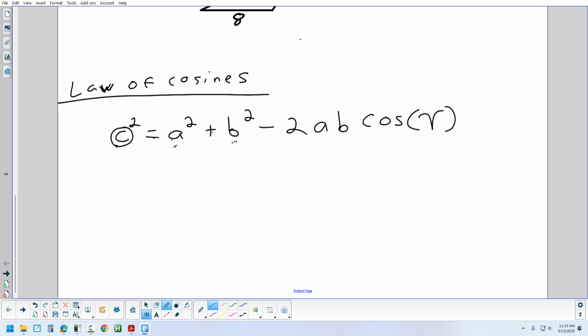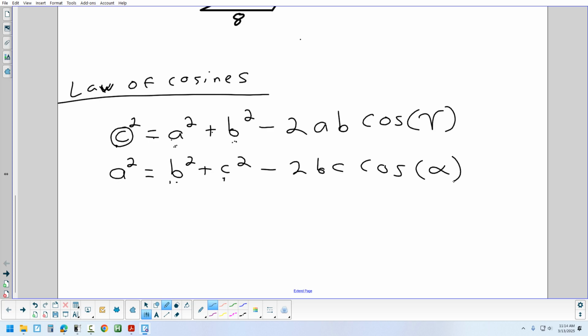Yeah. So if we had, let's say instead of gamma, we were doing something with alpha. So that would start out like that. What do you think would come next? B squared plus C squared. So one side squared equals the sum of the other two, minus 2BC cosine alpha. Twice the other two times the cosine of the angle across from what you started with.